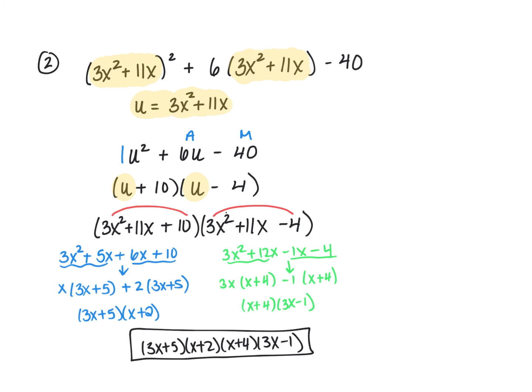All right, here is my work. I kind of tried to color code it. Here is my work for the AC for the first one. I chose 5 and 6 because 5 times 6 gives me 30, and 5x plus 6x is 11x. Then I factored by grouping, and I got these two parentheses. Now in the second one, I did 3 times negative 4 is negative 12. And I chose 12 and negative 1 because that adds to positive 11. Then I factored by grouping and got these two terms. And then I put all 4 terms together as my final answer.